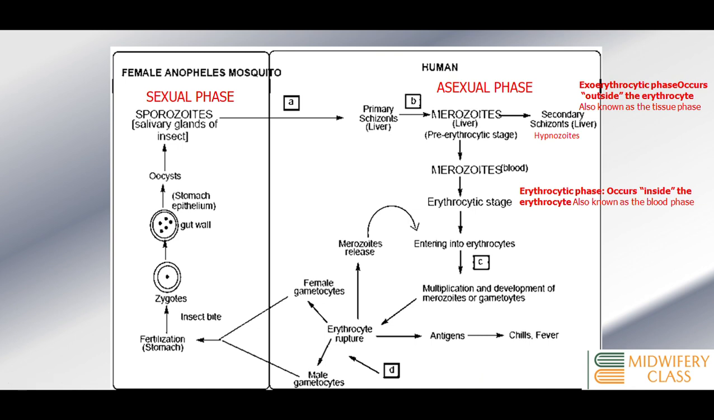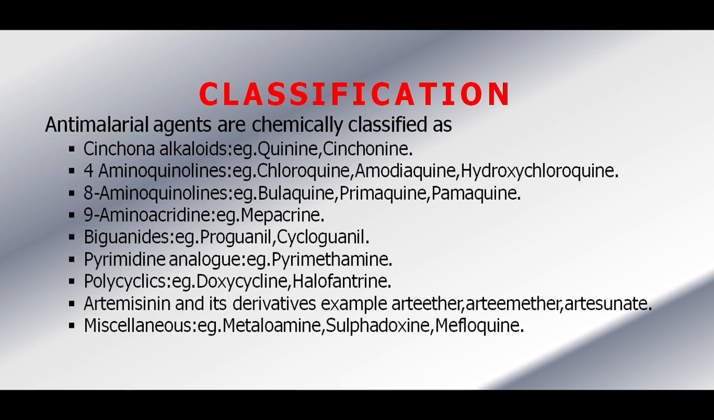Now let us proceed and we look at the classification of common antimalarial agents that are used. Now this is a chemical classification. Number one, we have cinchona alkaloids. A good example is quinine and then cinchonine. Then second, we have 4-aminoquinolines. Examples are chloroquine, amodiaquine, hydroxychloroquine. Then thirdly, we have 8-aminoquinolines. Examples are pamaquine, primaquine, and tafenoquine.